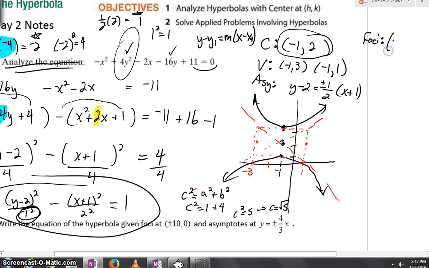Down and up. Here's the cool thing, guys. Because I'm going to be moving up radical 5 and down radical 5, I can go back and just say 2 plus or minus root 5. Root 5 is a little bit bigger than 2, so I'm going to be moving up 2 steps and then a little bit more. I'm going to go down 2 steps and then just a little bit more. And there are my foci.